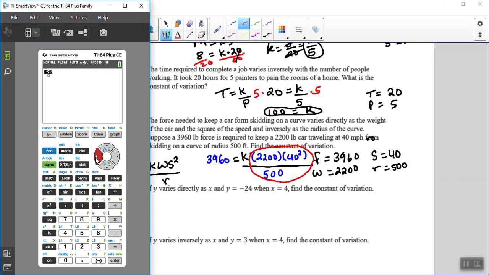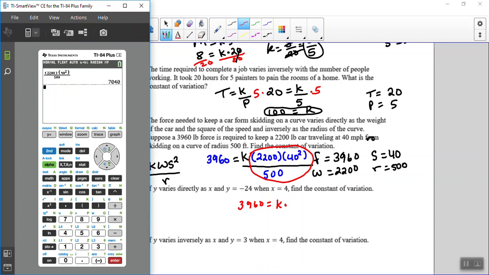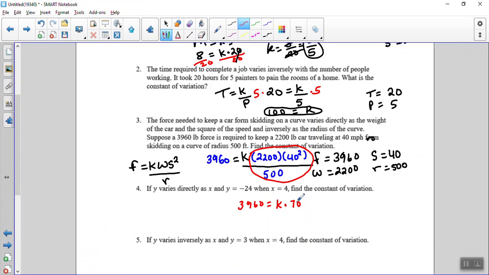2,200, oops, forgot my parentheses, (2,200) times 40 squared, and then divided by 500. So I got here 3,960 equals K times, and all of that is equal to 7,040. And then to get K by itself, I'm going to divide both sides by 7,040.